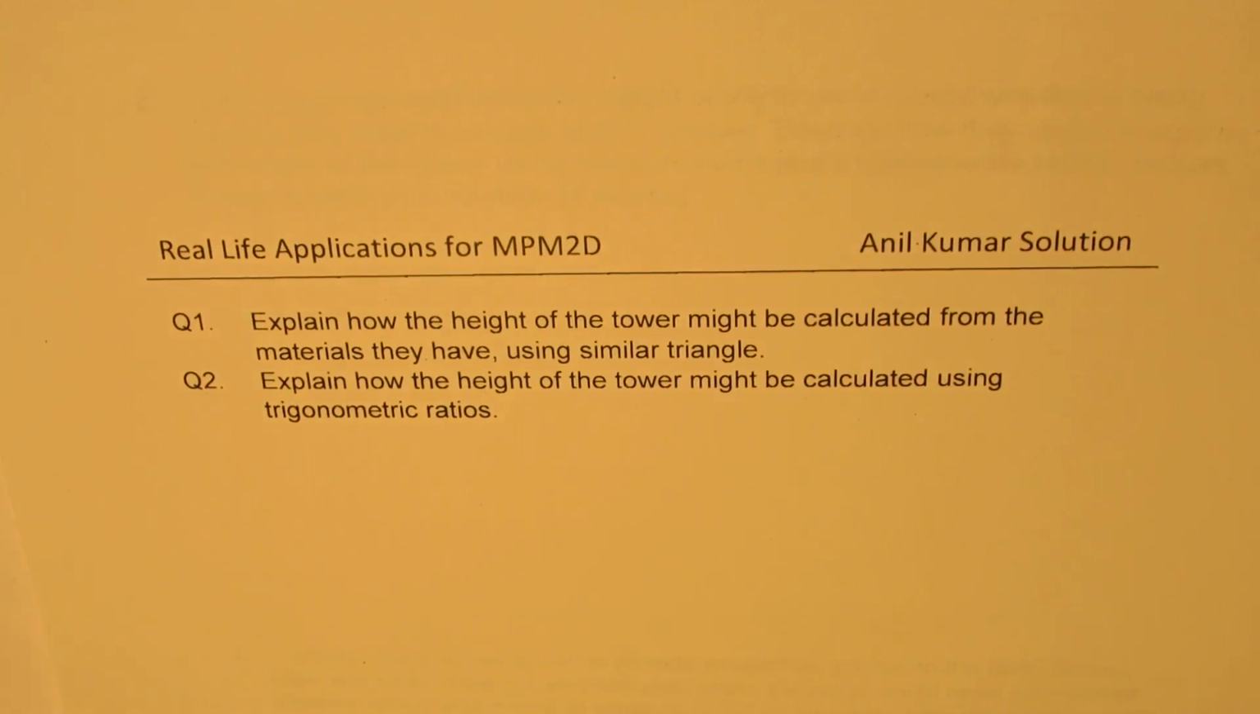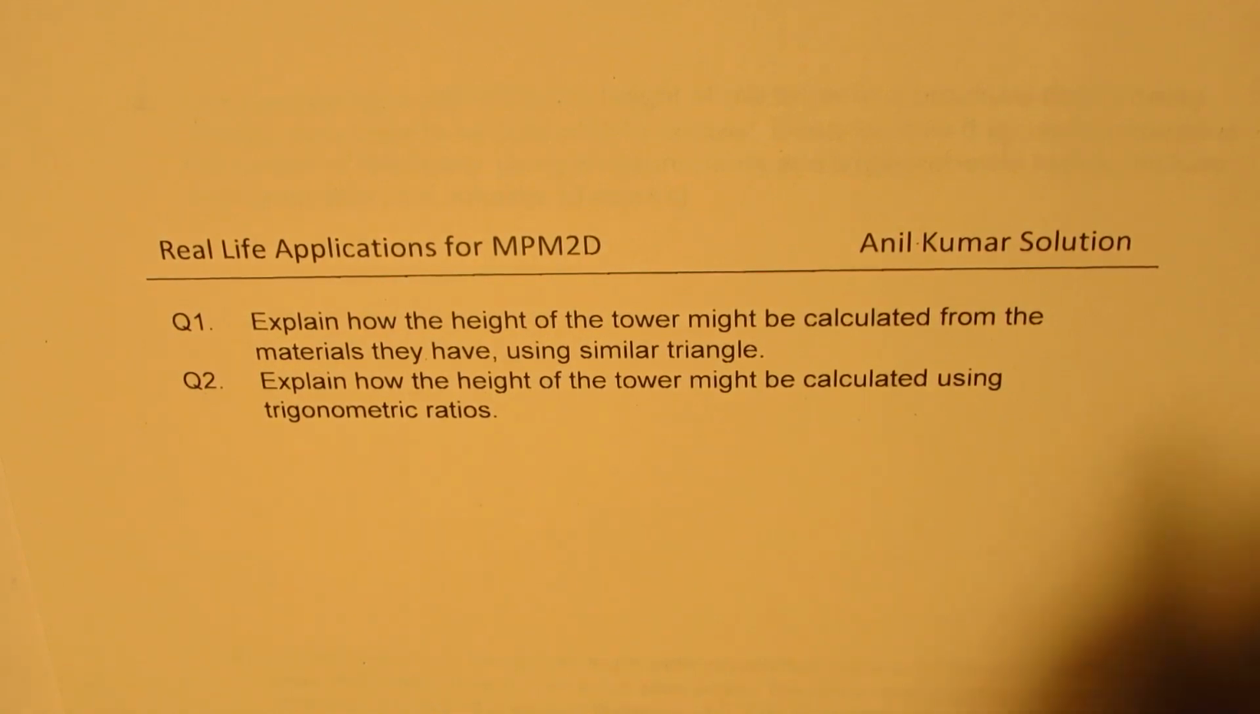So question number 1, based on the information, is explain how the height of the tower might be calculated from the materials they have using similar triangles. Now that's question number 1. And question number 2 is also written here, which is explain how the height of the tower might be calculated using trigonometry. So let's begin with the first part, and let's say we are looking at the tower and the shadow, right?